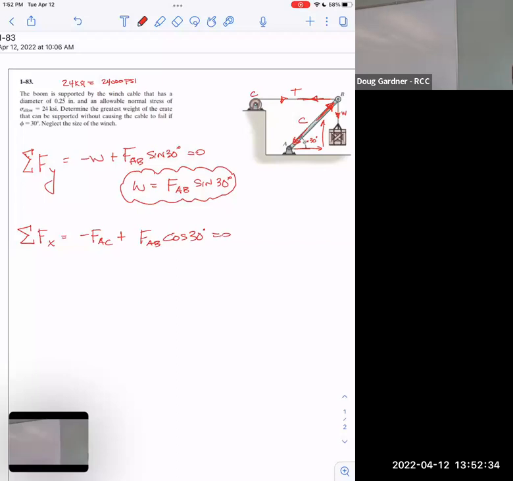So now I'm kind of in the same spot. I have force of AC equals force of AB cosine of 30, but that doesn't really help. I noticed that both of them have a force of AB in it for whatever that's worth, but I can't really do anything with that either just yet.